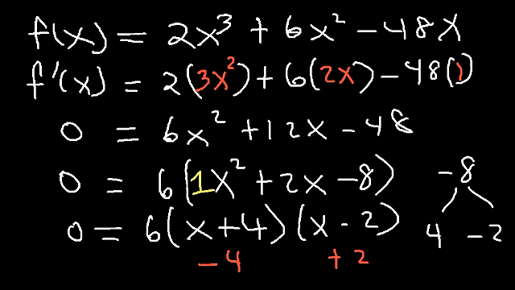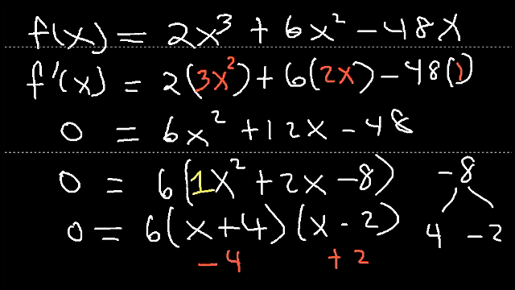To get them, you need to set each factor equal to 0. So if you set x minus 2 equal to 0 and add 2 to both sides, you'll get the critical number x equals 2, or c equals 2. And if you set x plus 4 equal to 0 and subtract 4 from both sides, then x is equal to negative 4.